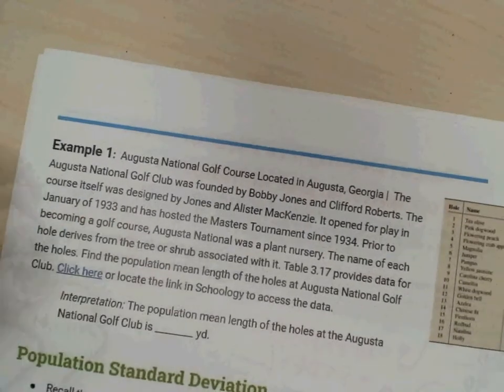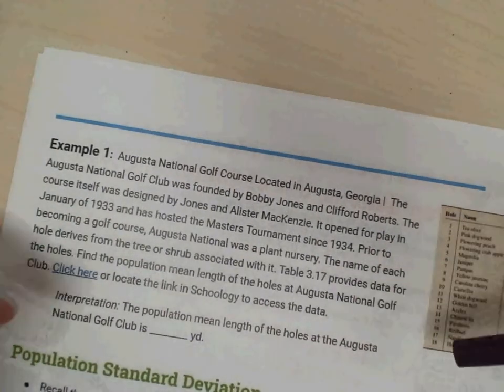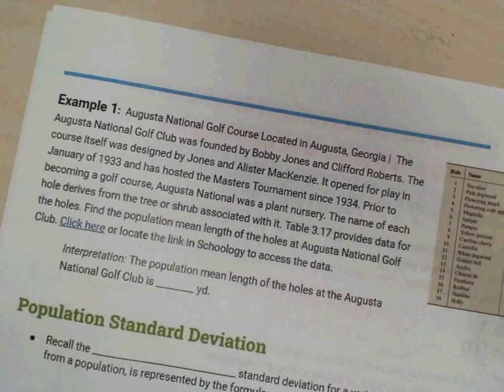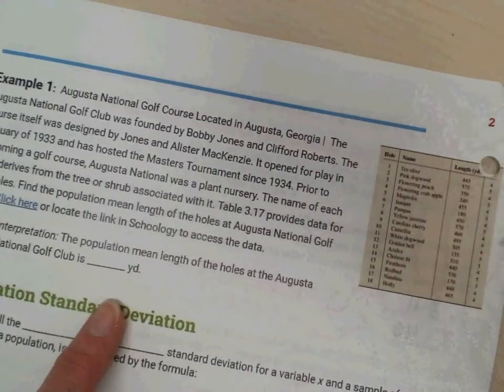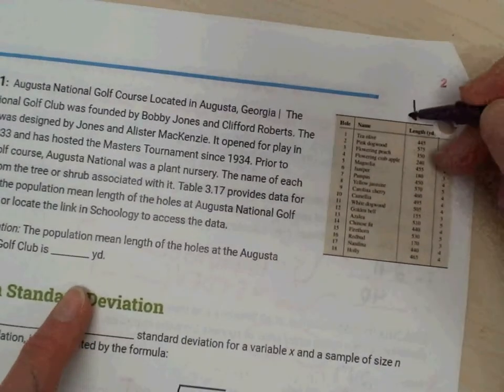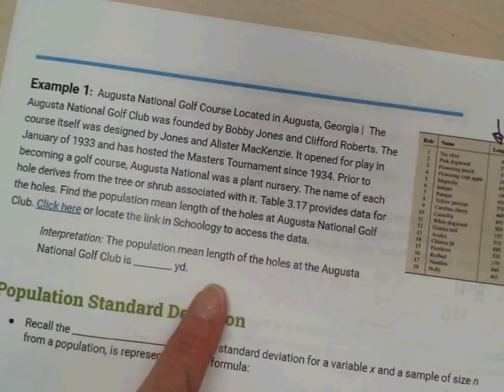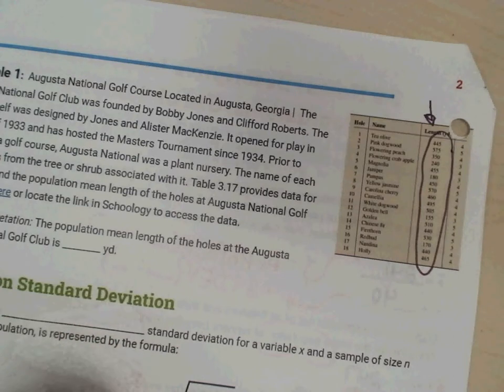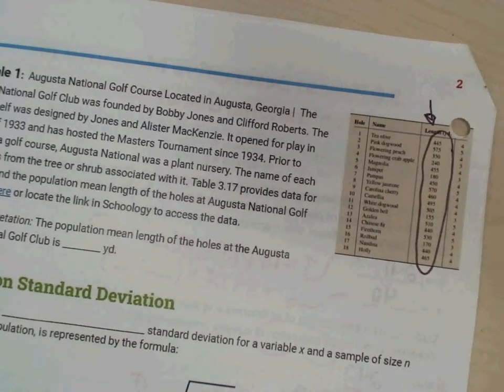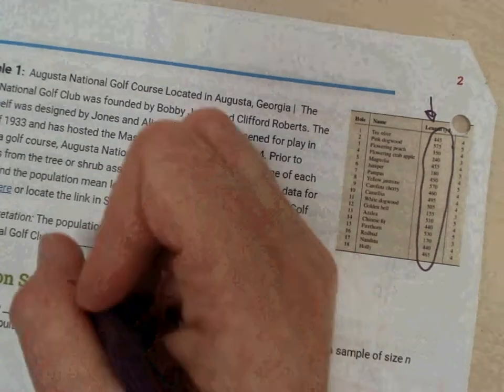With this example, there's a lot of background information about this golf course, the Augusta National Golf Course located in Augusta, Georgia. And we're going to focus in on the length of the holes on the course. So it says for all of these golf course holes, there's a length, and we want the population mean. We want to add these all up and divide by 19. There's 19 of them. For this population, that mean is 413.